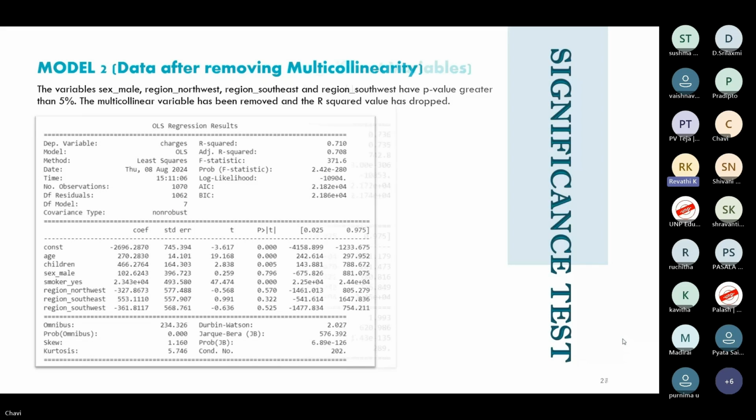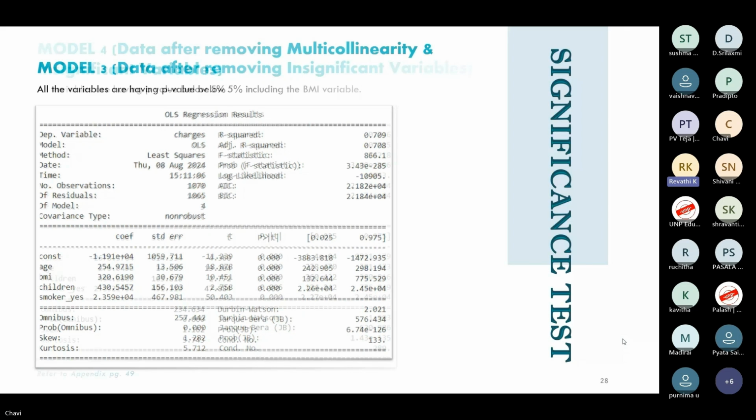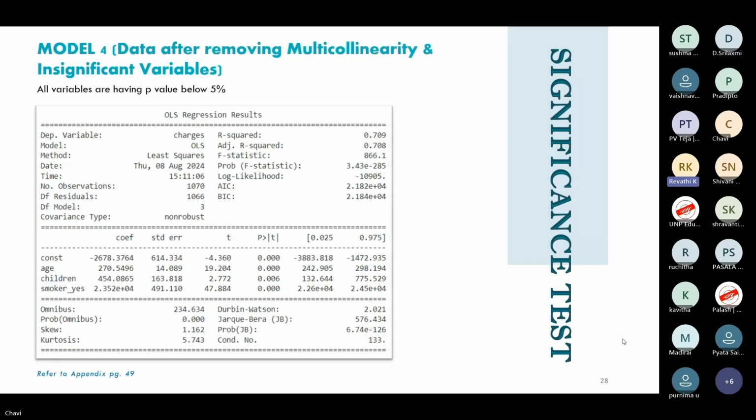In the third model, we remove the insignificant variables and we observe the p-values, which are almost everything less than 5%. In the fourth model, we remove all insignificant variables as well as multicollinear variables and we see that the p-values are less than 5%.